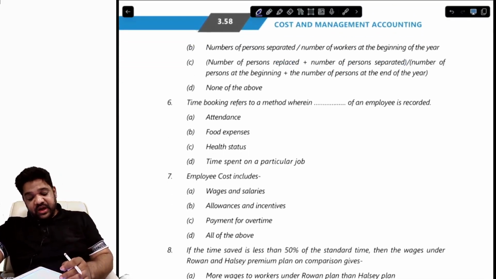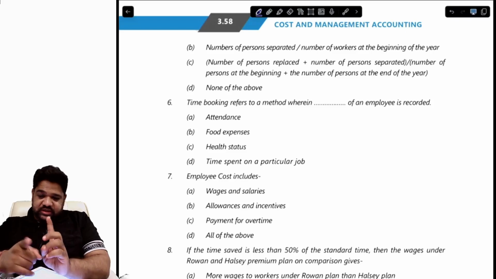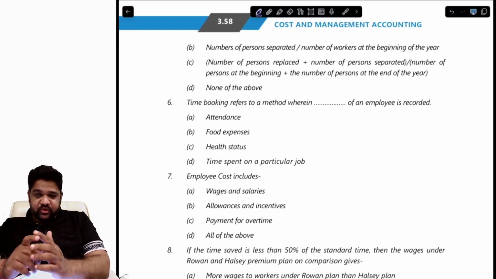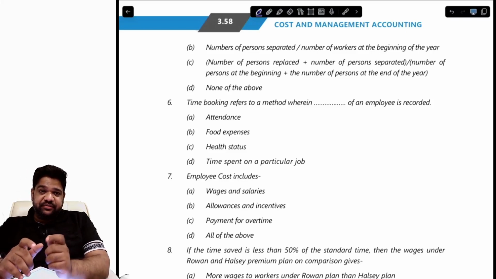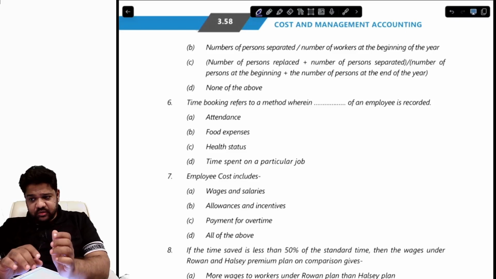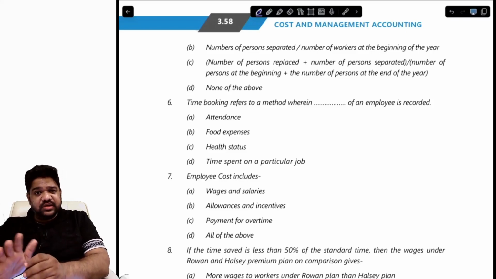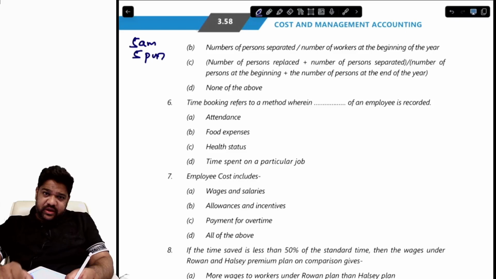The sixth one. Time booking refers to a method wherein dash of an employee is recorded. Now see, there are two things, timekeeping and time booking. Timekeeping takes care of the in and out, the attendance. Time booking is where the worker's time is booked for the hours that they work. Let's say the worker was in the factory from 5 a.m. to 5 p.m. So he's in the factory for 12 hours. What did he do for those 12 hours?